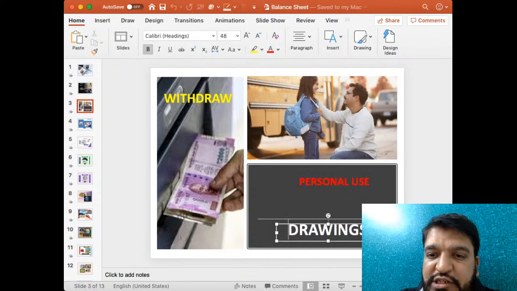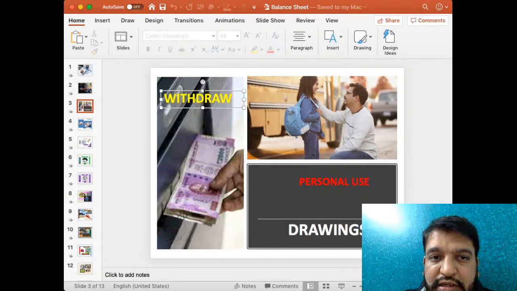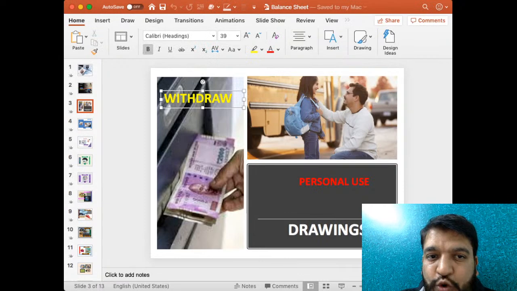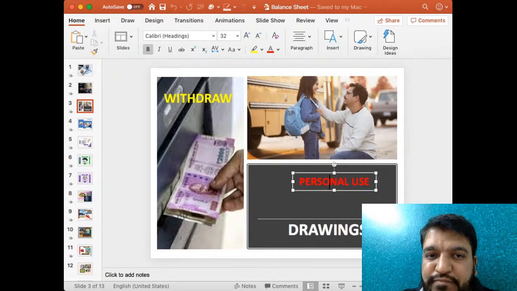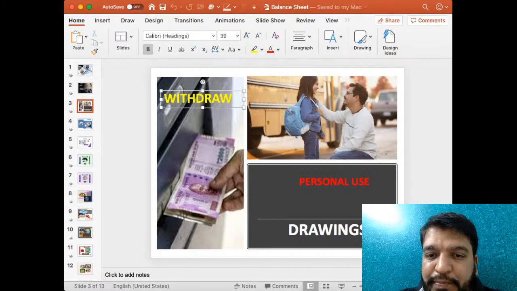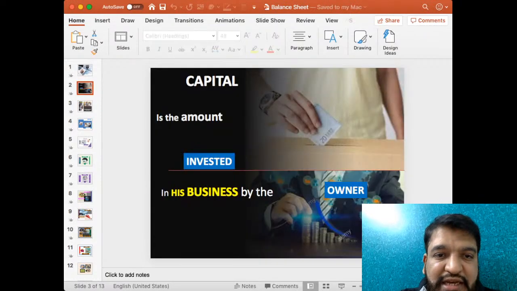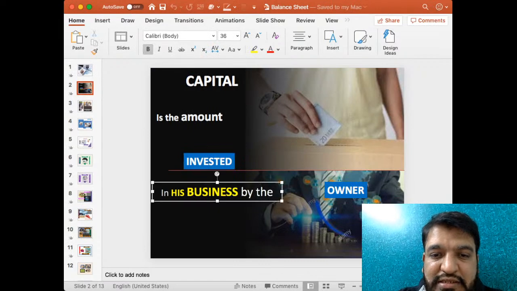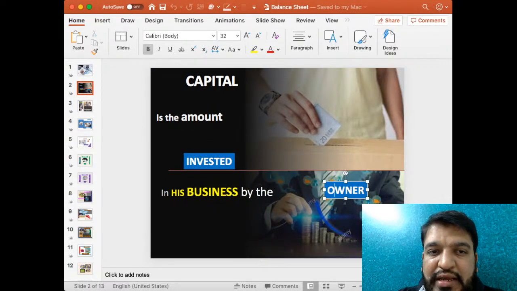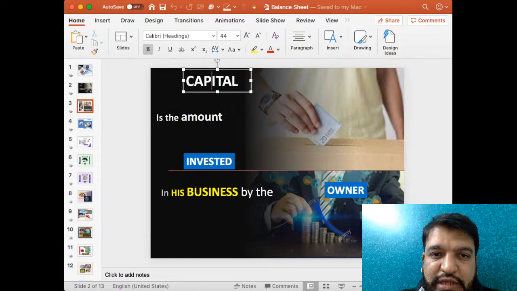So the keywords you need to remember here is the owner needs to withdraw, remove money for personal use. If money is withdrawn for personal use, it is called drawings. Whereas if money is put into the business by the owner, it is called capital. So they are the opposites.